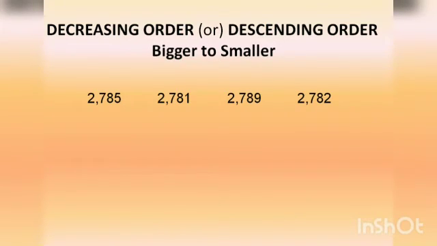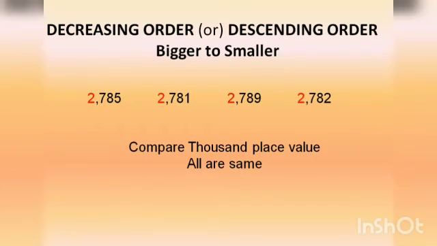Now move on to descending order or decreasing order, bigger to smaller. Here all are the same digit number, 4-digit numbers. You compare the thousands place value. All are the same. Then what should you do?